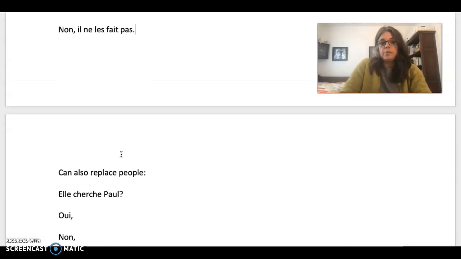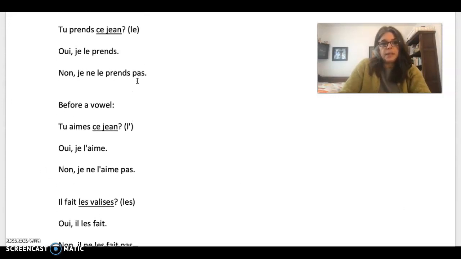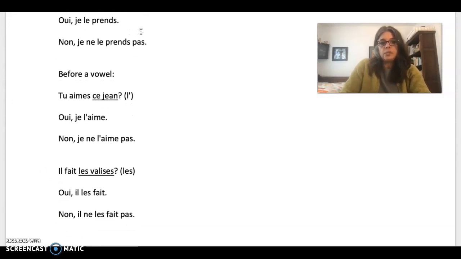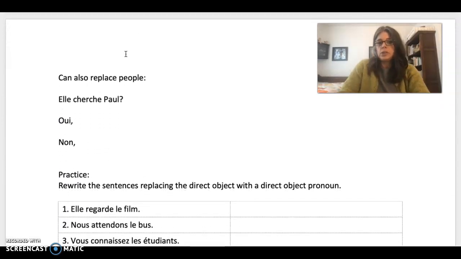You can also, we've been using objects here, so we had jeans, we had television, we had suitcases, but you can also use it to replace people. So here, elle cherche Paul. She's looking for Paul. Paul's our direct object, and he's masculine, so we're going to use le. And so our sentence is going to be, yes, she's looking for him. Oui, and it goes in the same place. Oui, elle le cherche. And if she's not looking for him, no, elle ne le cherche pas.